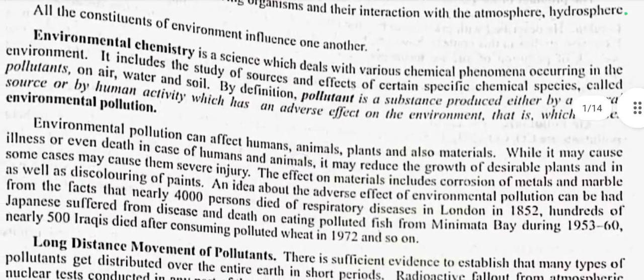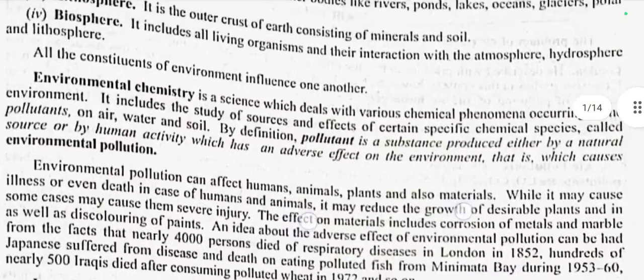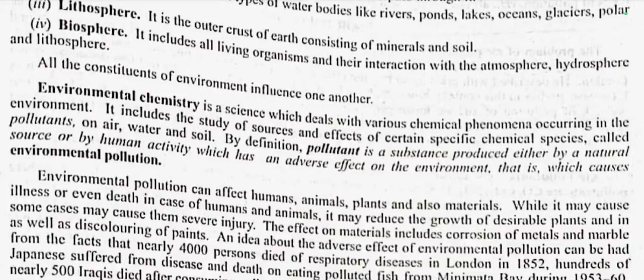Environmental chemistry is a science which deals with various chemical phenomena occurring in the environment. It includes the study of sources and effects of certain specific chemical species called pollutants on air, water, and soil. By definition, a pollutant is a substance produced either by a natural source or by human activity which has an adverse effect on the environment, that is, which causes environmental pollution.